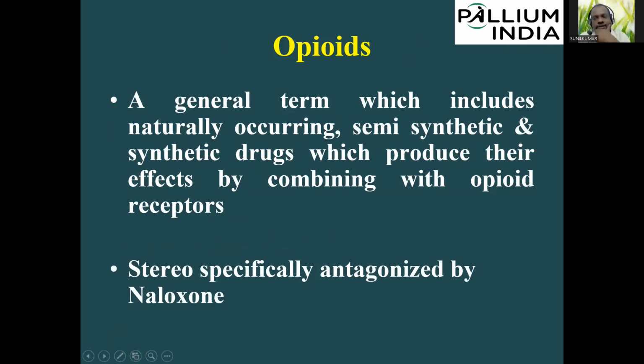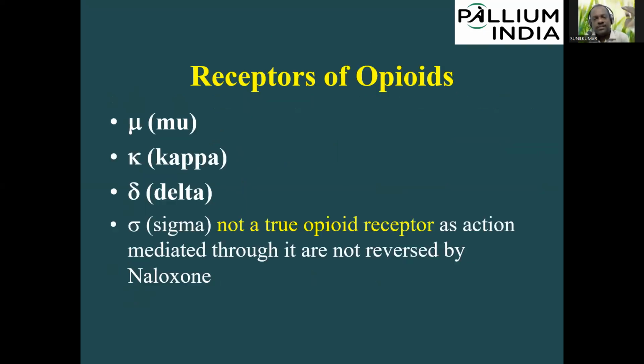I know that you have already talked about opioids, and opioids act on opioid receptors. And mainly there are 3 opioid receptors: mu, kappa, and delta. Which is the opioid antidote? This is the opioid antidote. It is naloxone, isn't it?